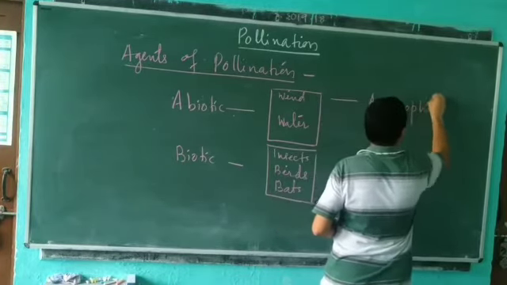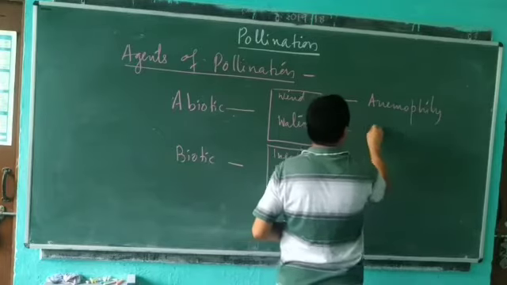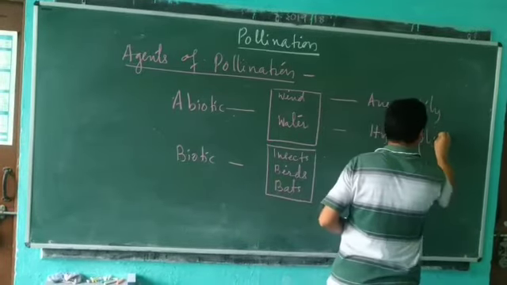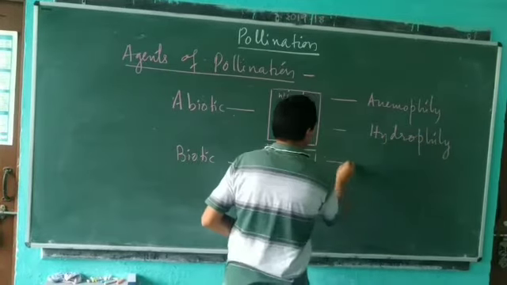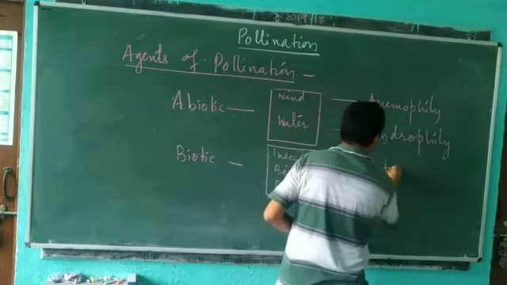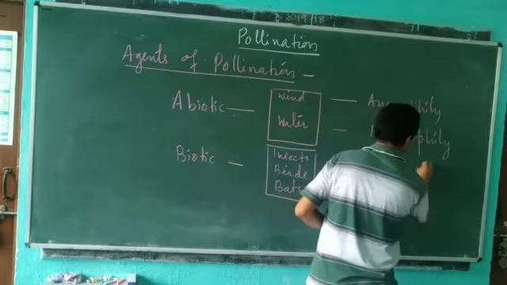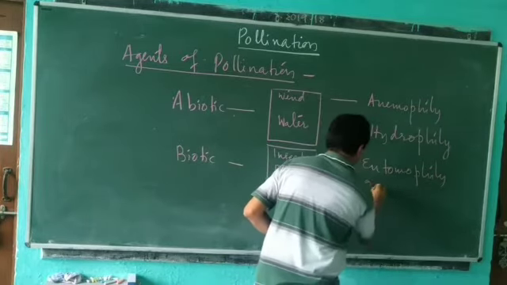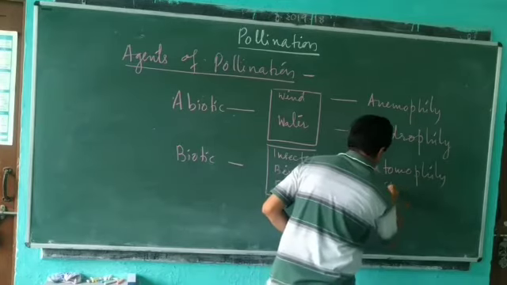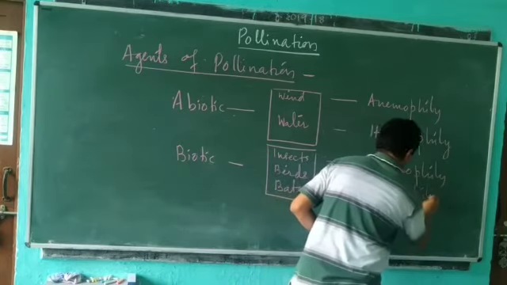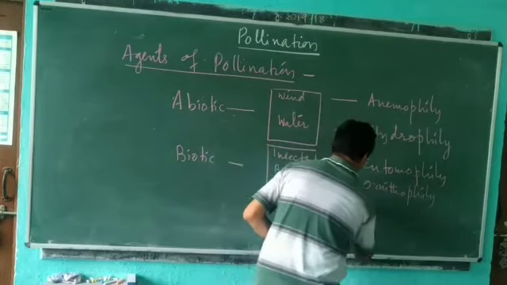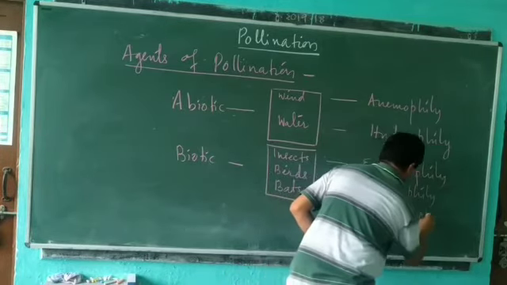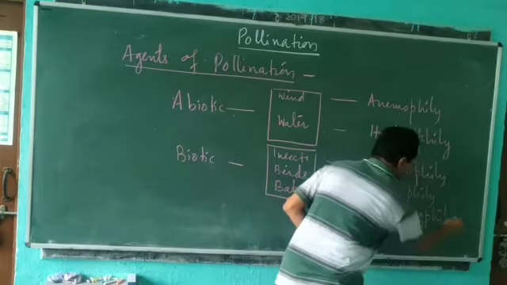The technical terms used for these: wind, anemophily; water, hydrophily; insects, entomophily; birds, ornithophily; and bats, chiropterophily.